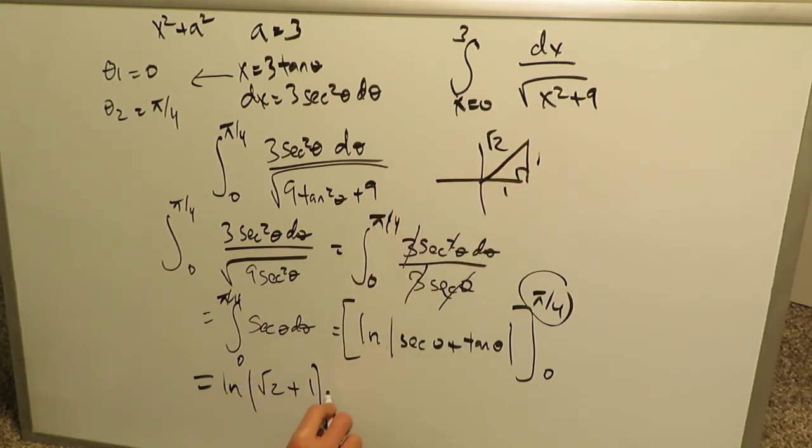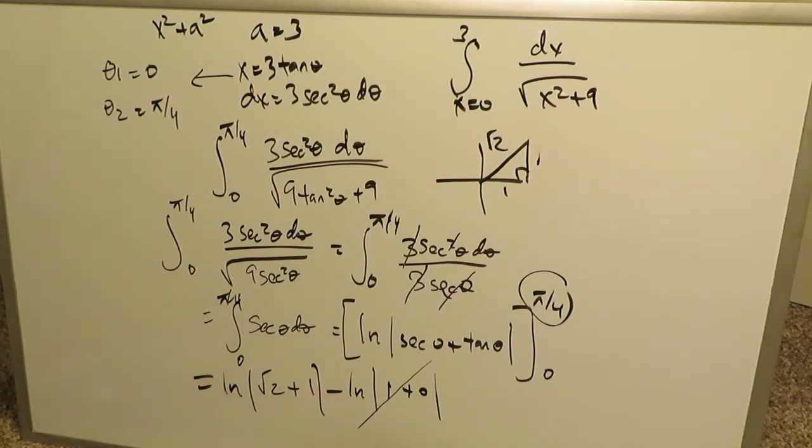tan of 45, which is just a 1, minus natural log of secant of 0, which is just a 1, because cosine 0 is a 1, therefore secant of 0 must be a 1, the reciprocal of 1 is a 1, plus tan of 0, which is a 0. All of this will zero out because natural log of 1 is a 0. You're essentially left with just this term over here: natural log root 2 plus 1.